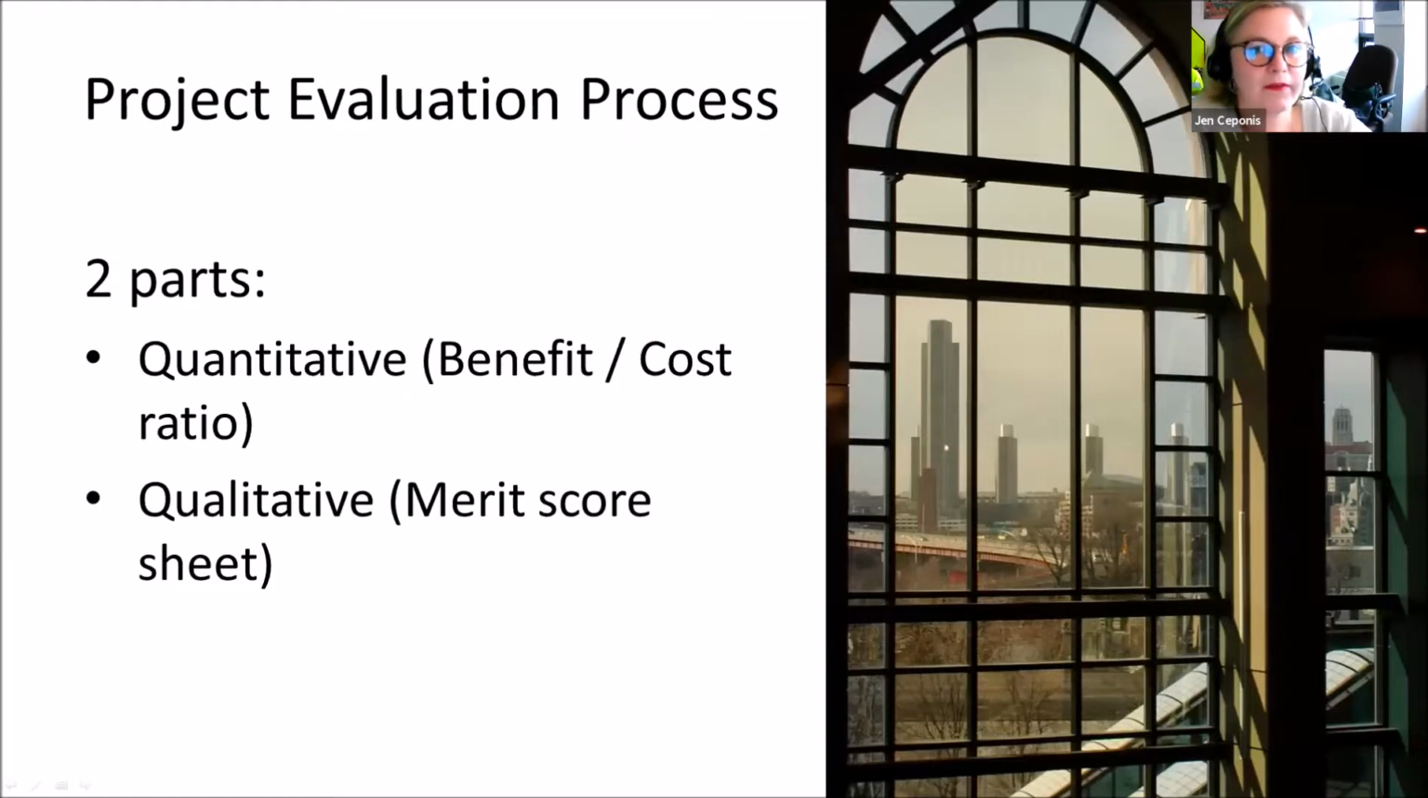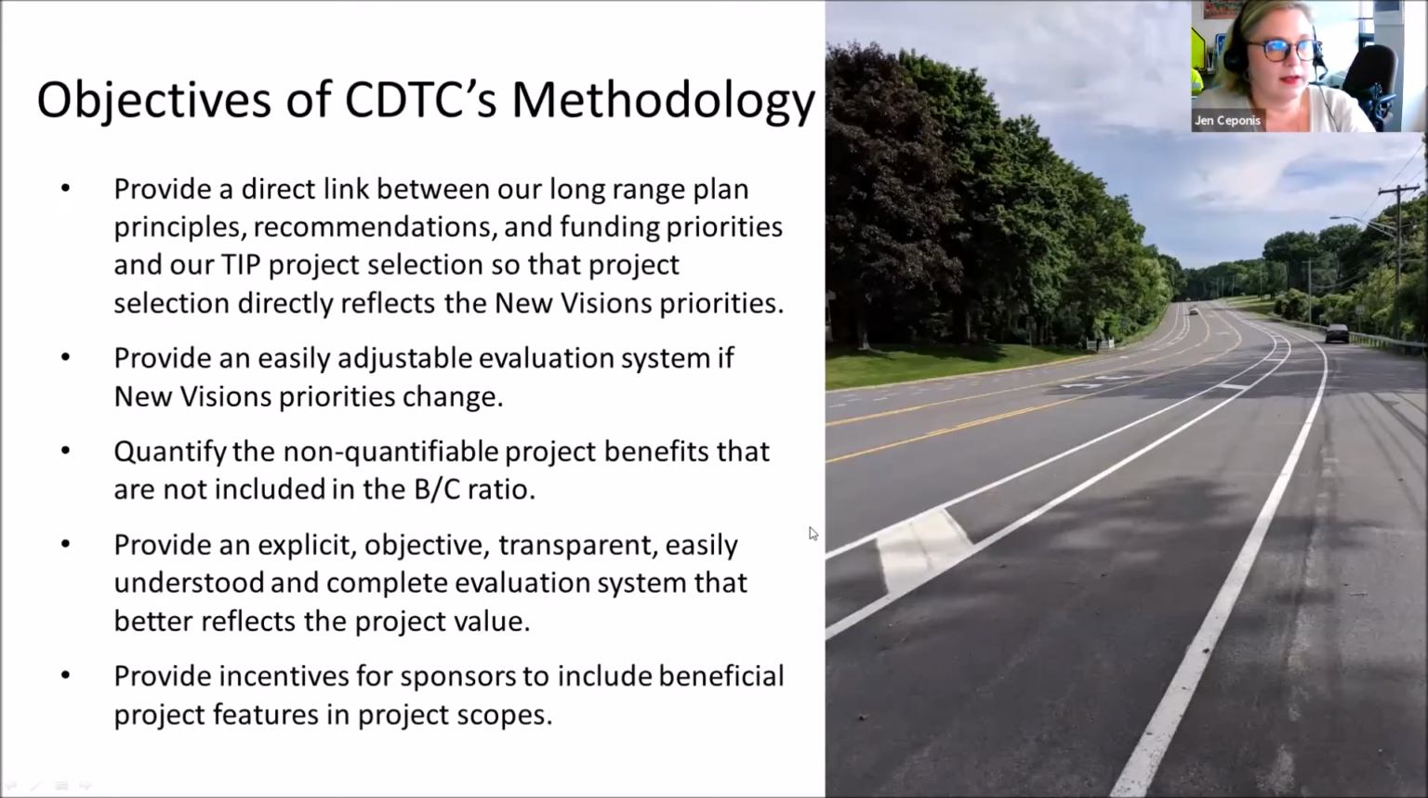So when we're evaluating TIP project proposals, it goes through a 2-part process at CDTC. There's a quantitative benefit cost ratio process and a qualitative process. And that qualitative process is directly related to the planning and investment principles. And the objective of our methodology, again, is to provide that direct link between New Visions and the TIP, to provide an easily adjustable evaluation system if our New Visions priorities change.